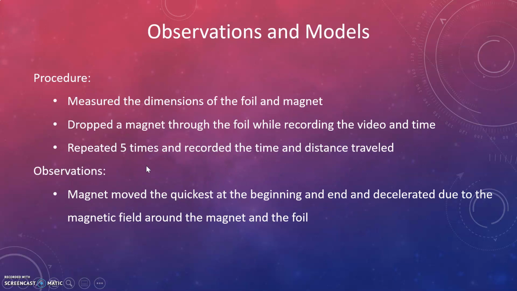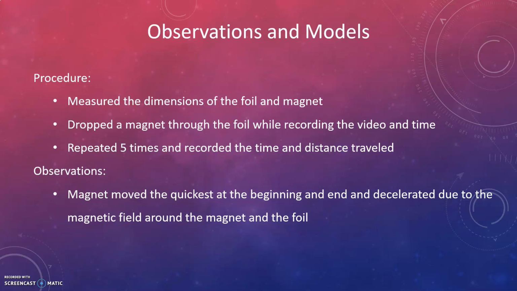So for the procedure, we decided to first measure the dimensions of the foil and the magnet, and we had one person drop the magnet through aluminum foil while someone else recorded the time and the video. We ran 5 drop tests and recorded the time and distance traveled. We took the average and we used that average to figure out the GlowScript.